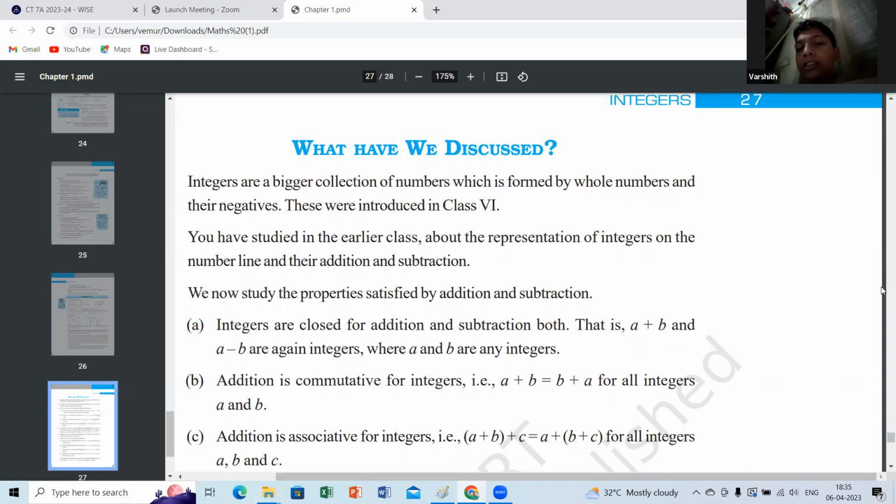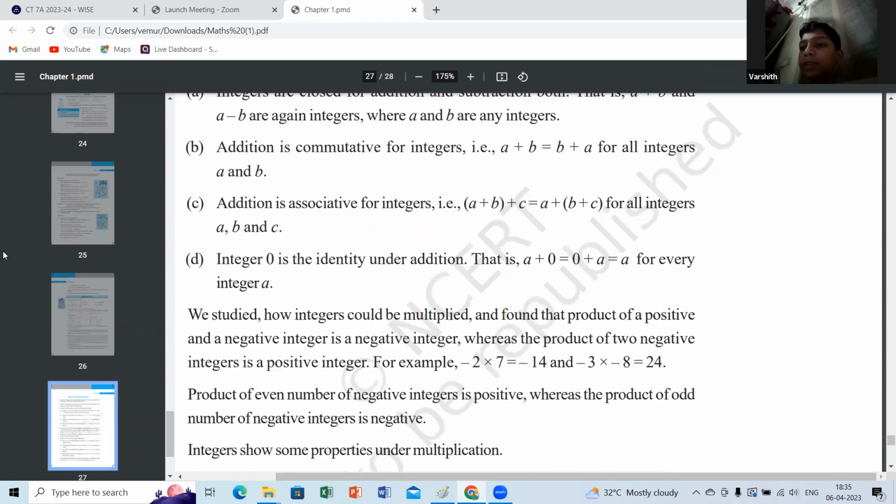Very good. Addition is commutative for integers. Example, a plus b is equal to b plus a for all. Yeah, that's why commutative property means order changes. We can add in any order, we can multiply in any order. Right. Continue. A plus b is equal to b plus a for all integers a and b.